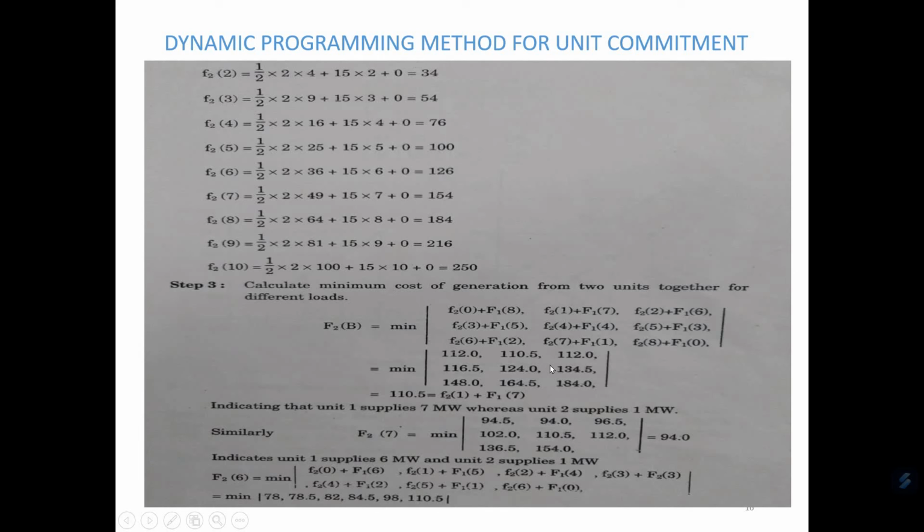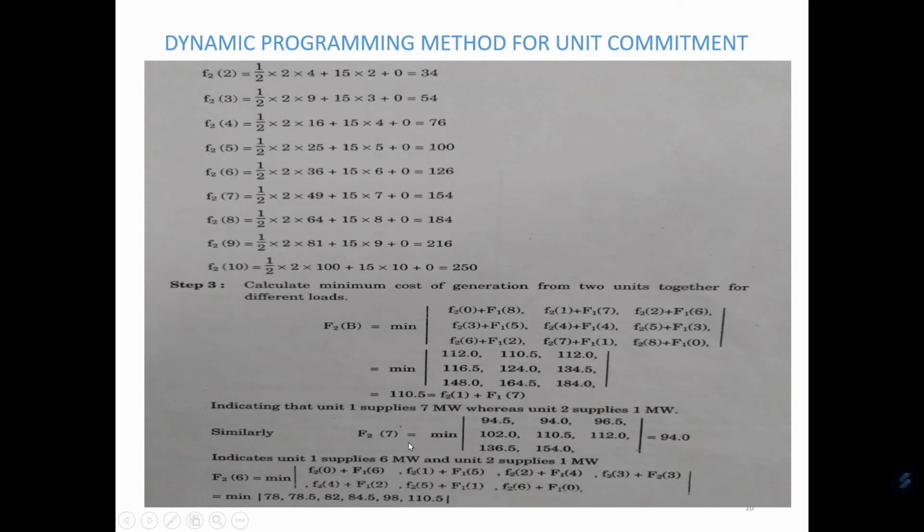And of course, in the unit commitment table, we have to select the combination which has the minimum operating cost. So from this table, it is observed that the minimum operating cost is 110.5, and it is for the second combination, that is F2 of 1 plus F1 of 7. That means we can say that if the entire load is 8 megawatt, the best combination is generator 2 will share the load of 1 megawatt and generator 1 will share the load of 7 megawatt.